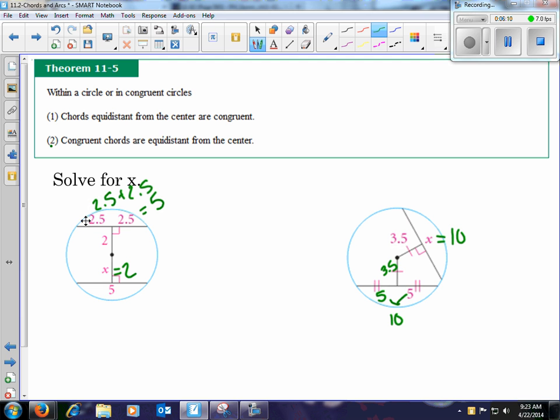Now, make sure when you're taking your notes, you're drawing these pictures. If you just write 2.5 plus 2.5 equals 5 and then x equals 2 on your notes, you're not going to have any idea what any of that means.